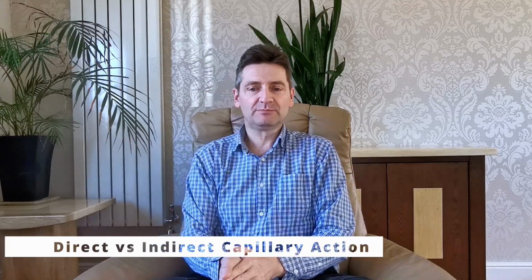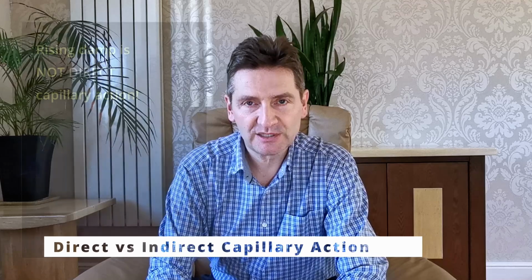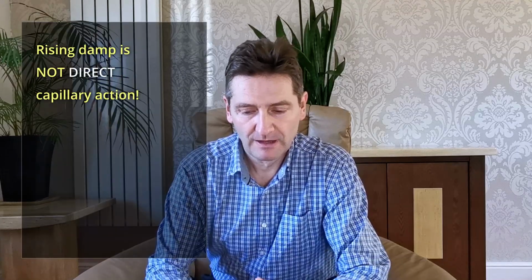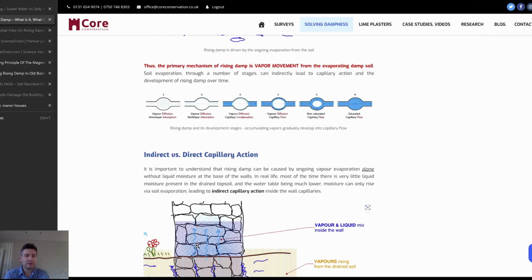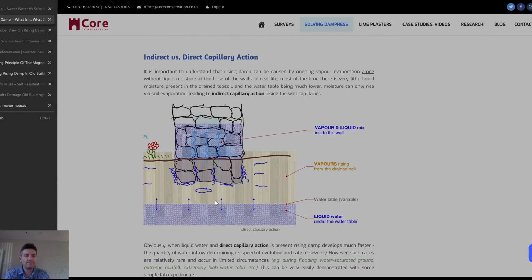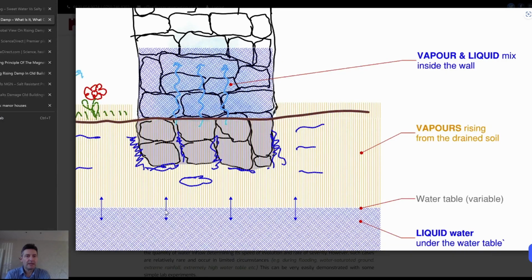Now what is important to understand is that this is not capillary action. Because if we look at a wall in a normal scenario, we have the wall here, and then we have the water table under the wall. And in a majority of cases, or in a typical scenario, the liquid water table is under the wall by quite a bit. The water table is not going to touch the bottom of the wall. There's no liquid water at the bottom of the wall.